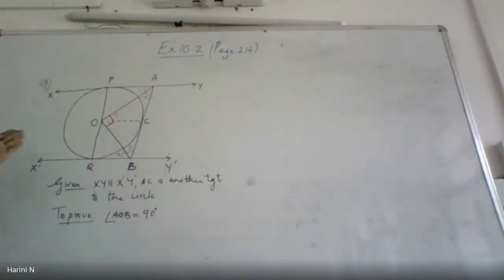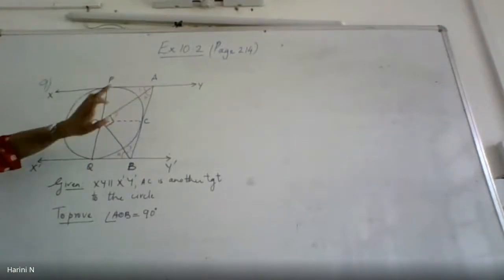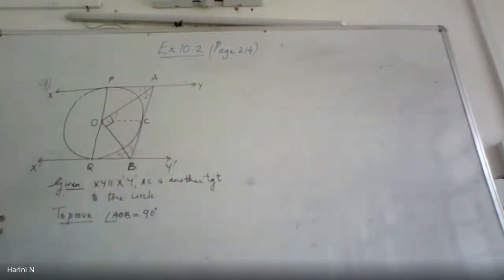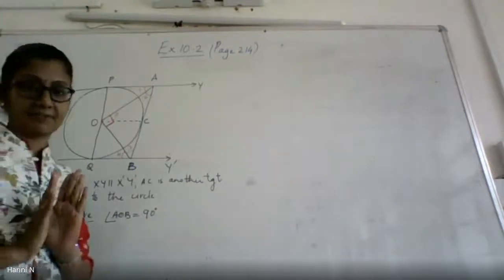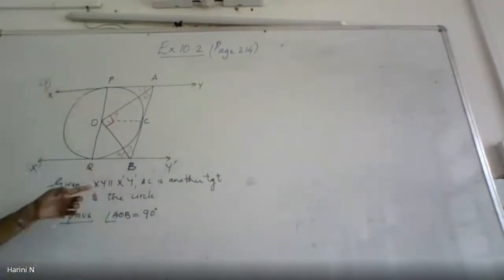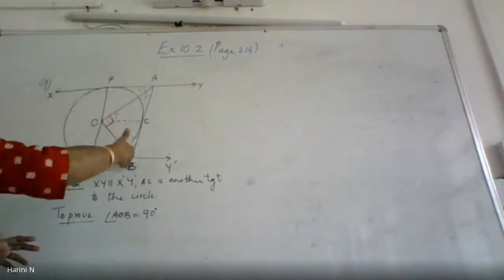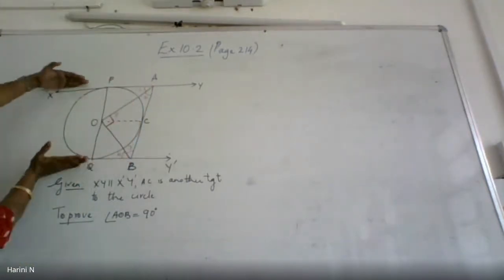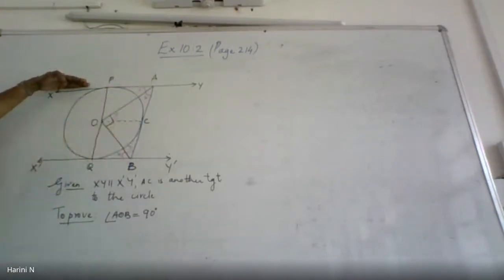So I have now come that angle 1 is equal to angle 2 and angle 3 is equal to angle 4. Now look at the lines XY and X dash Y dash. They are two parallel lines given to us because it is told XY is parallel to X dash Y dash. Now imagine AB is your transversal. XY and X dash Y dash are parallel lines and AB is the transversal.